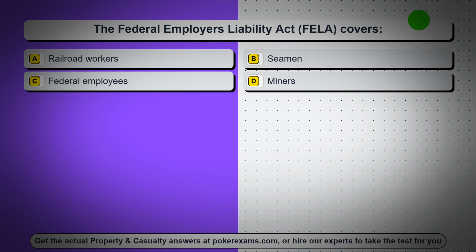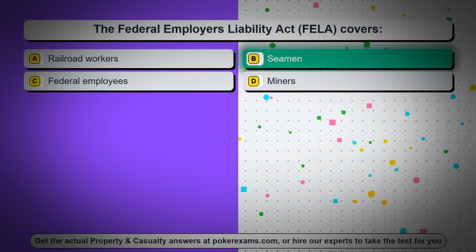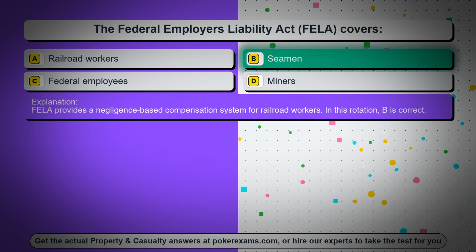Question 100. The Federal Employers Liability Act, FELA, covers, option A, railroad workers. Option B, seamen. Option C, federal employees. Option D, minors. The correct answer is option B, seamen. FELA provides a negligence-based compensation system for railroad workers. In this rotation, B is correct.